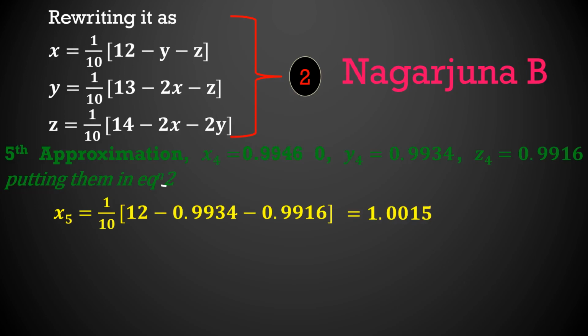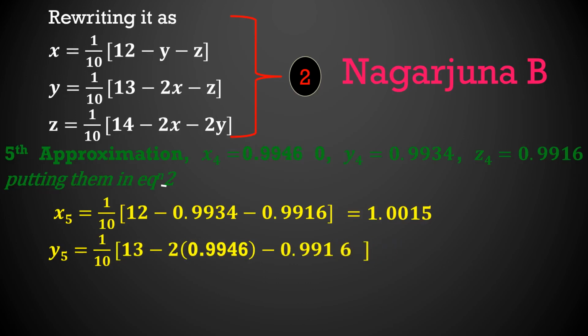The next, consider the second equation, y is equal to 1 divided by 10 into 13 minus 2x minus z. So substitute the value of x and z which we have got in the fourth approximation. So therefore we can write y5 is equal to 1 divided by 10 into 13 minus 2 into x, which is 0.9946, minus z value, which is 0.9916. Upon simplification by using a calculator, you get the answer, and that answer is 1.0019. The next, z5.